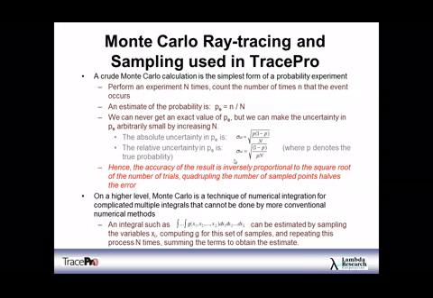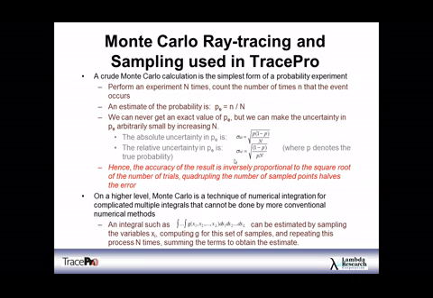If we take a look at the Monte Carlo ray tracing and sampling used in TracePro, we use a Monte Carlo calculation technique, which is named after the city of Monte Carlo, where you have a casino, and pretty much it is the simplest form of a probability experiment. So in other words, if you had a dice and you were to throw the dice, you can count how many times the number 1 came up on the top of the dice. That's the small n, the number of times the event occurs. The number of times you throw the dice is the large N, which is the experiment. And so an estimate of the probability is just the times that the event occurs divided by how many times you perform the experiment.